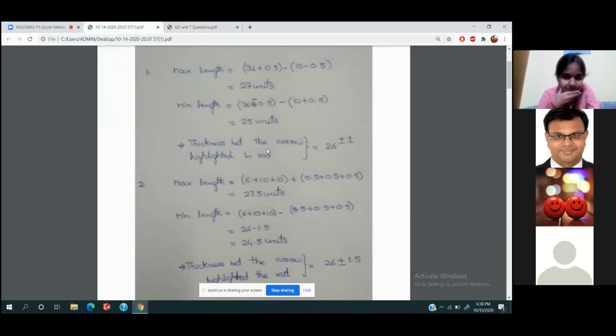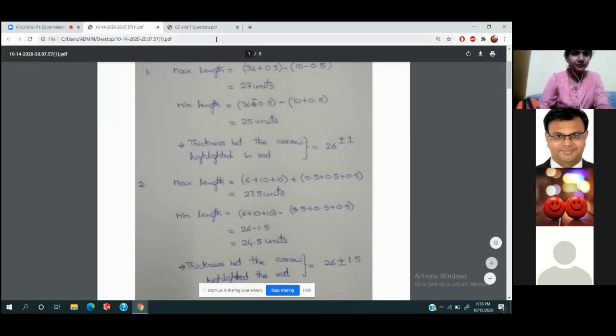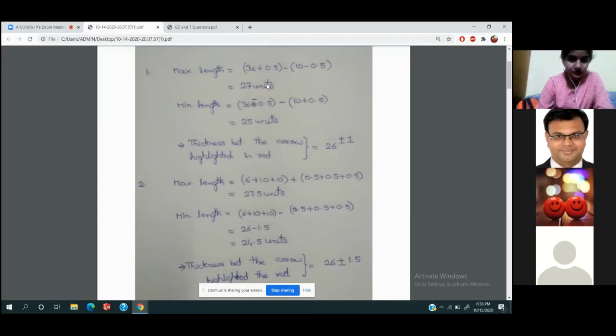And the minimum length is... I have taken the lower limit of the full part and subtracted the maximum limit of that smaller, initial part, and I got these values, sir: 27 units and 25. Really, it's good actually. You did it that way, and the answer also came out correctly.